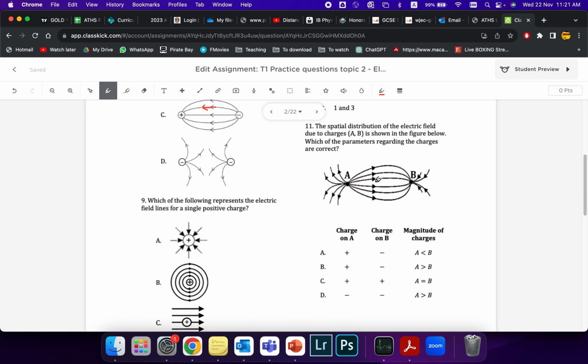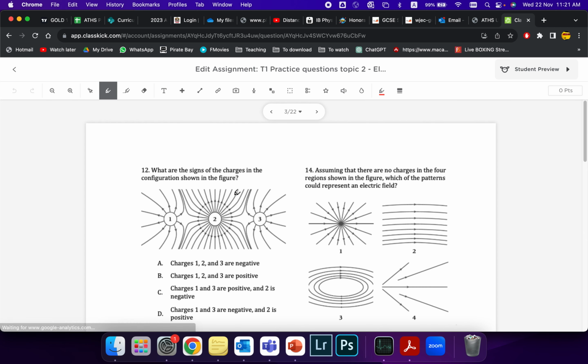So the distribution here, we have electric field. What can we say about this? Well, we know A is plus and B is minus, and there's more lines here than there are over here. So I can say that A is stronger than B. A is greater than B. This is good. This means A is less than, this means equal to, neither of them. It is greater than B.